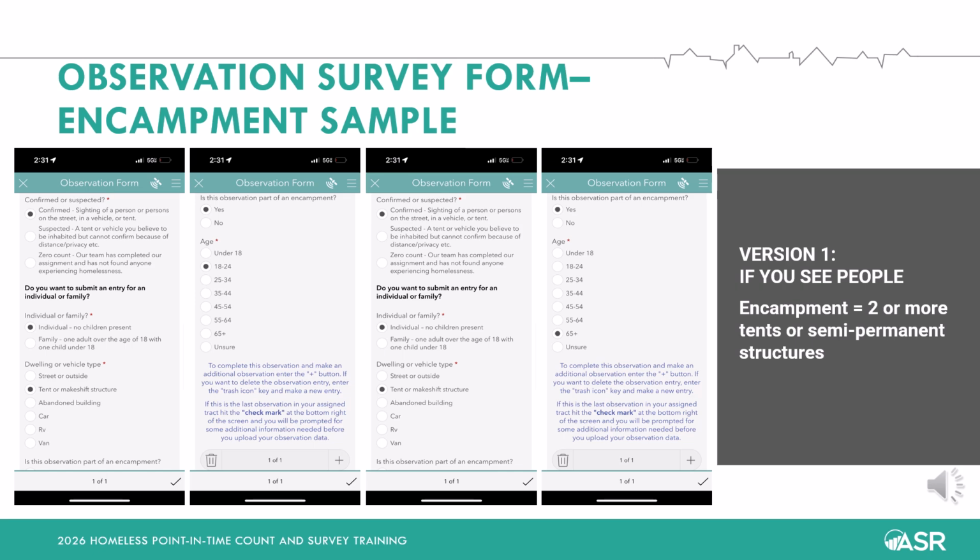An encampment is defined as 2 or more tents or makeshift shelters that are grouped together. In this example, you observed an individual who appeared to be in their early 20s outside a tent.